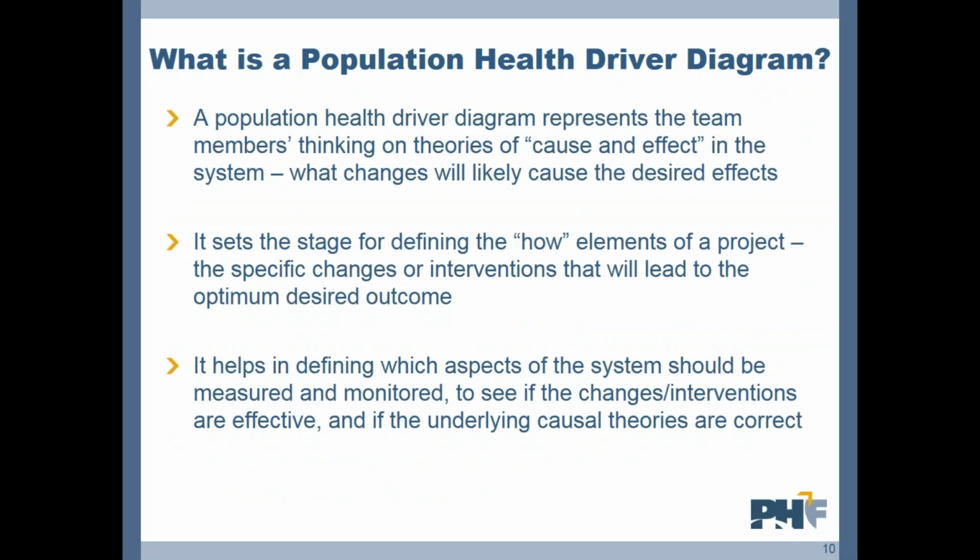When we look at a population health driver diagram, it represents the team members' thinking. Originally, we get a small group together to develop the draft diagram, and they think through the cause and effect in the system, and how this is going to come together in projects. Then we get together with a larger group, sometimes as many as 100 people from the community. We have a process where everybody gets to see the driver diagram in its totality and make comments, and then we update it and have a final driver diagram that we move forward with.